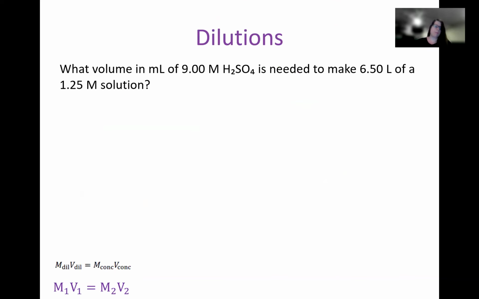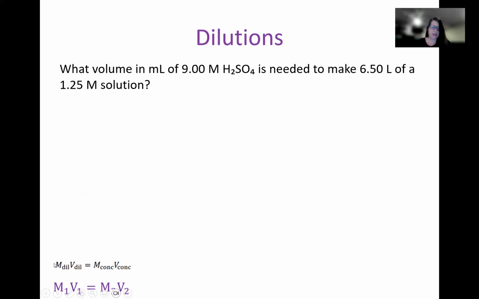In this next problem, we're going to have a dilutions problem. It says what volume in milliliters of 9 molar sulfuric acid is needed to make 6.5 liters of a 1.25 molar solution. We're looking for the volume of the concentrated solution, and we're given both volume and molarity of the diluted solution.